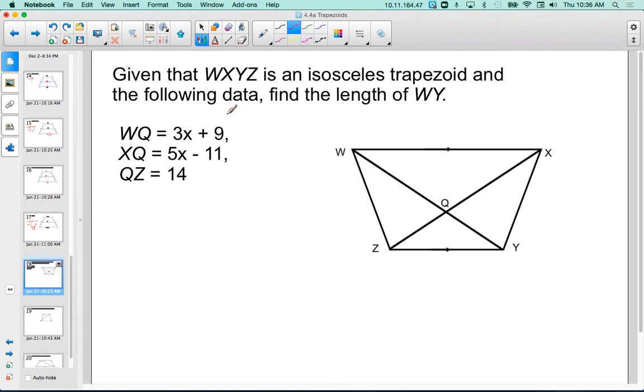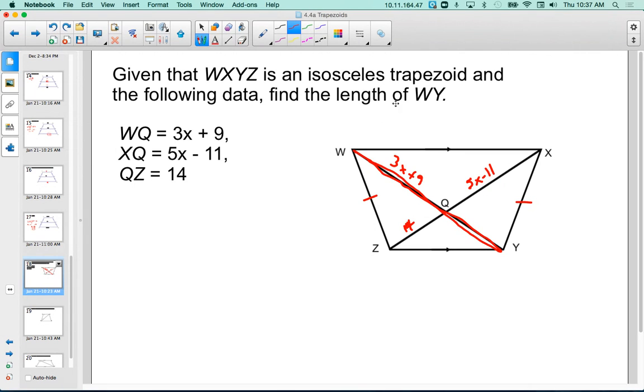All right. Given that WXYZ is an isosceles trapezoid, I'm going to go ahead and mark this so I know. And the following data, find the length of WY. So our goal is to find this diagonal length. Let's write down what we got. WQ is 3x plus 9. XQ is 5x minus 11. And QZ is 14.